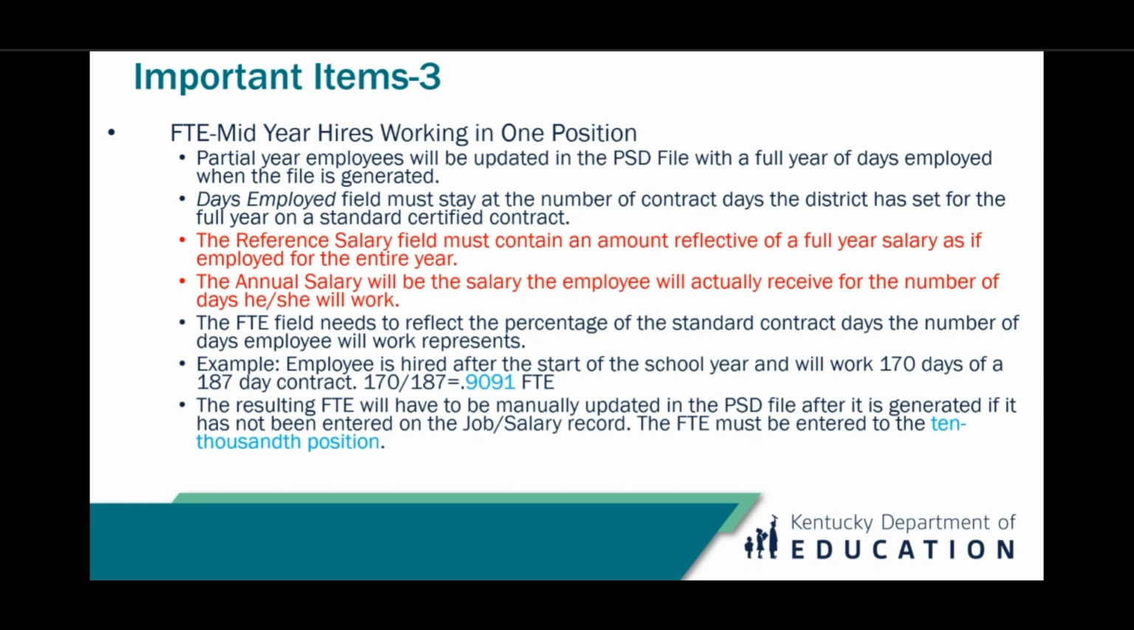The resulting FTE will have to be manually updated in the PSD file after it is generated if it has not been entered on the job salary record. The FTE must be entered to the 10,000th position. So if you try to round that out to 0.91, it's not going to work. You're not going to be able to submit. You want to be able to have that to the 10,000th position.